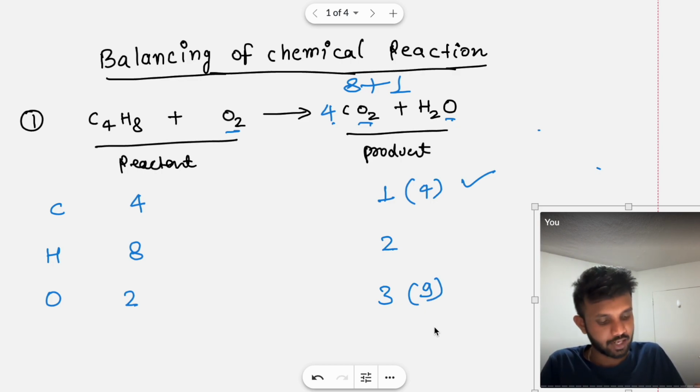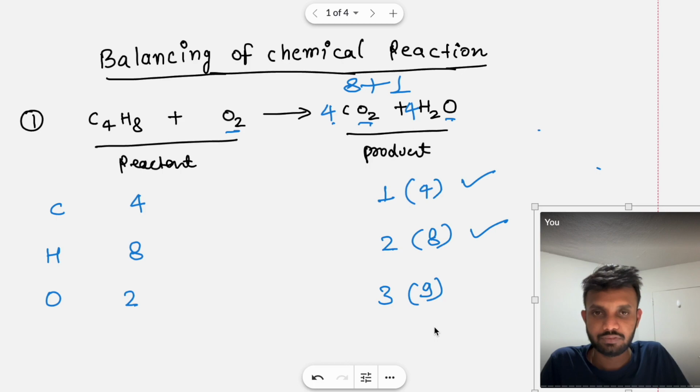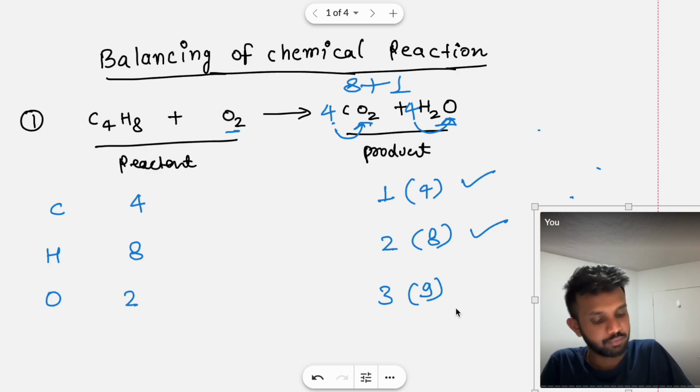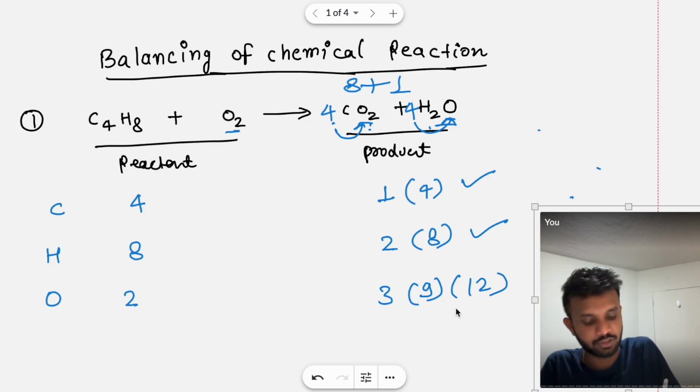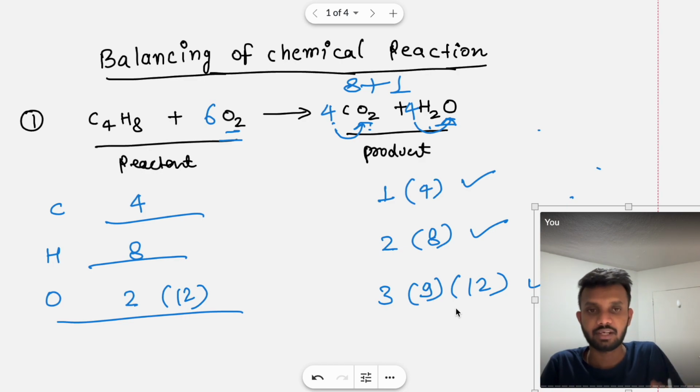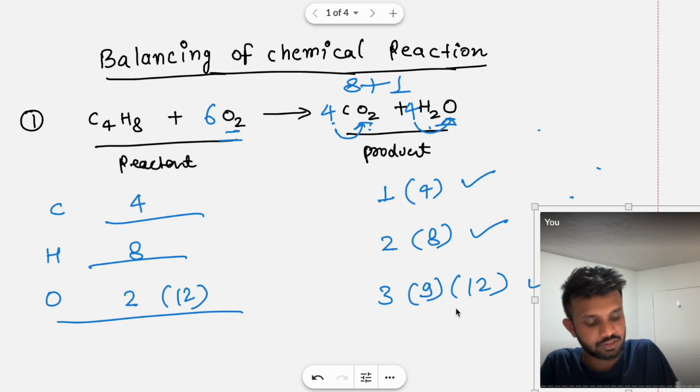Now I'll try to balance the hydrogen. To balance the hydrogen, I have to multiply this H2O with the 4, right? So now I have 8 hydrogens on the product side. Now the number of oxygens will change again, so that will be 4 from H2O and 8 from the CO2. So the number of oxygens on the product side will be 4 plus 8, equal to 12, right? Now I have to balance the oxygen. So on the reactant side, I multiply this O2 with the 6, so the number of oxygens will be 12, right? So now carbon, hydrogen and oxygen are balanced on the reactant side as well as the product side. So this is the balanced reaction.